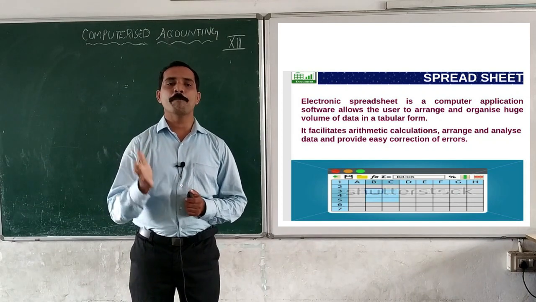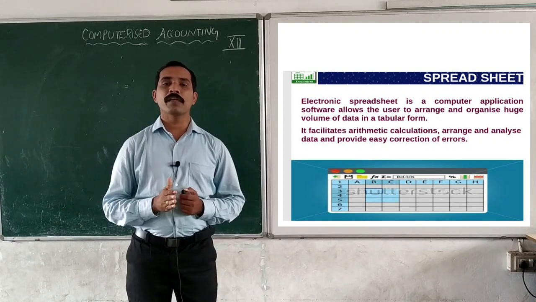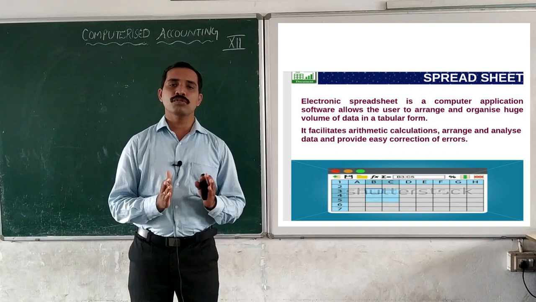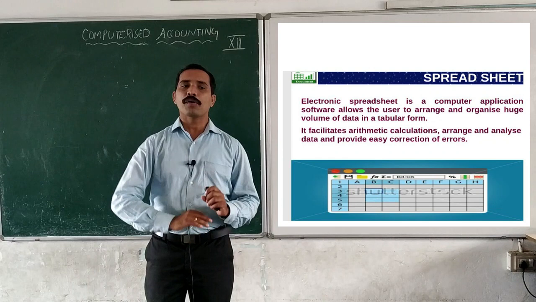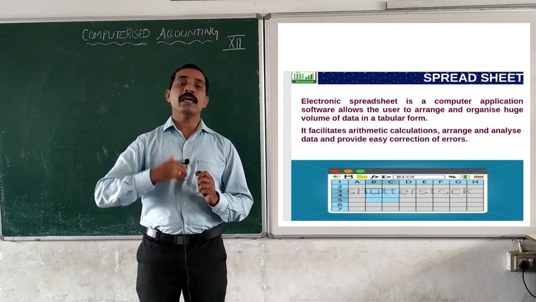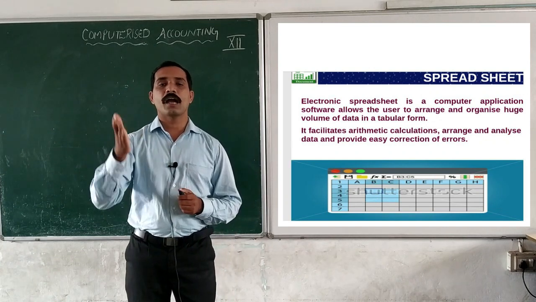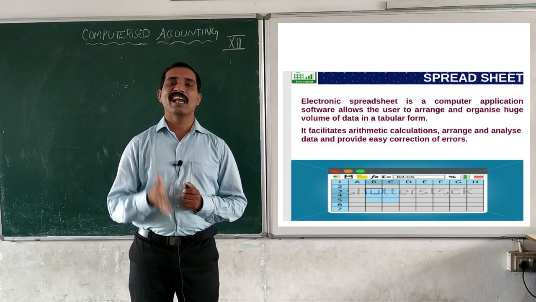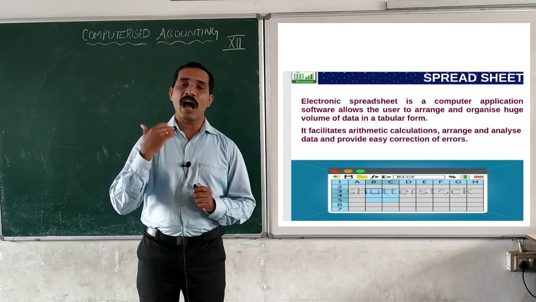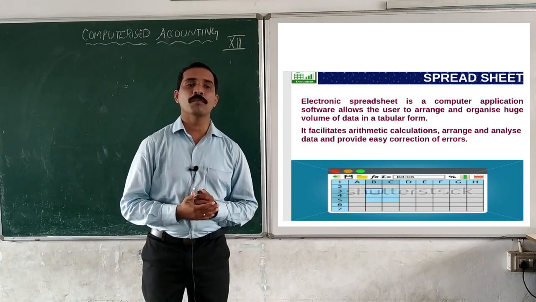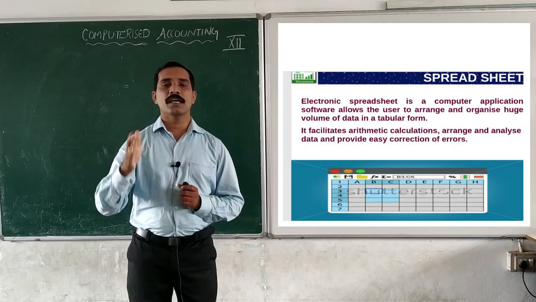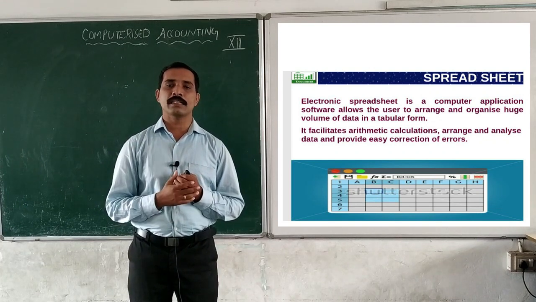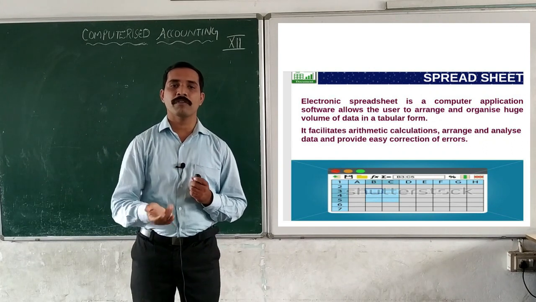Electronic spreadsheet is a computer application software. It allows the user to arrange and organize huge volume of data in a tabular form. Okay. So, what is a spreadsheet? Electronic spreadsheet is a computer application software. It allows the user to arrange and organize huge volume of data in a tabular form. Okay. It facilitates arithmetic calculation, arrange and analyze data and provide easy correction of errors.